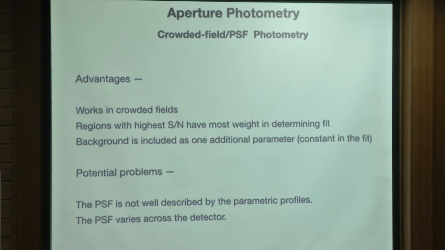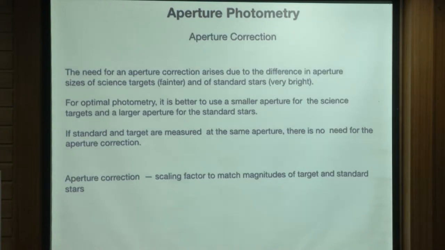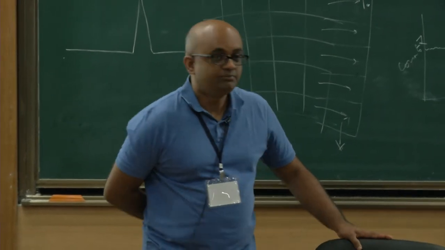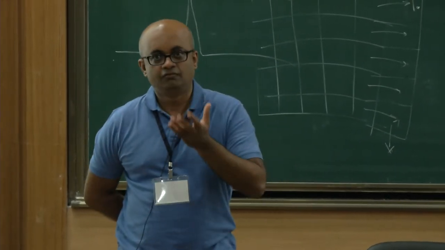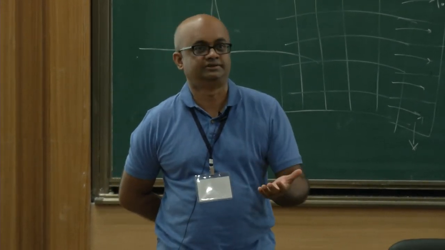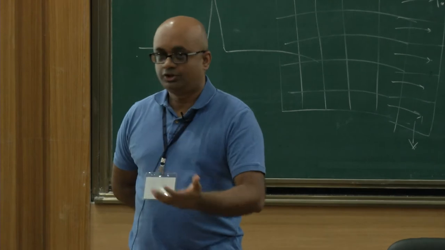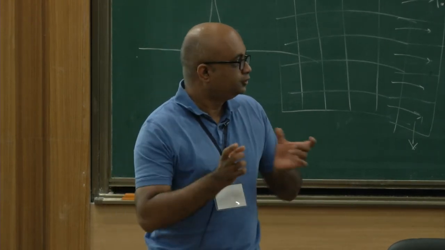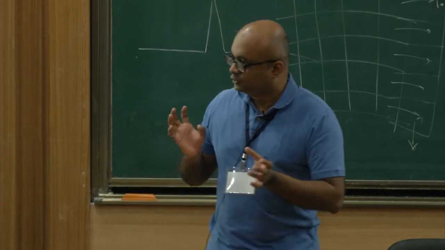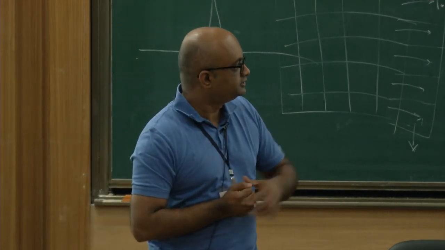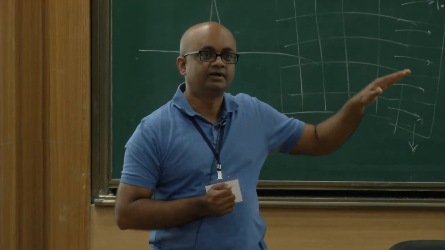And I will just end this with one thing, which we normally call the aperture correction. The aperture correction is basically a scaling factor to match the magnitudes of a target and the standard stars. Sometimes you don't know what apertures have been used to measure the magnitudes of your standard stars, but you definitely know what sort of apertures you are using in your image for your stars. So then you need to use a technique which we call aperture correction, to match these magnitudes and find out the scaling factor, so that you can apply that scaling factor to the magnitude in addition to a zero point.